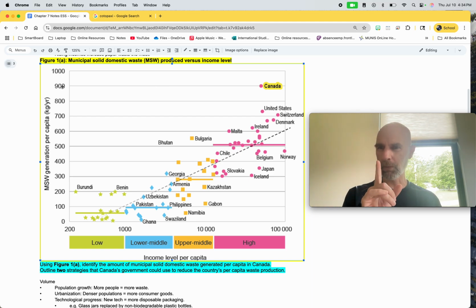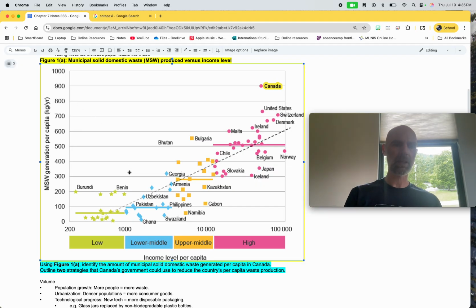Hey, little pinpoint thing on this. On the IB exam, always put the measurement. Never put the number without it. They will never take away marks if you have the measurement with it, but in this situation, if that were a test question and you just put 900, they'd be like, oh, I'm sorry, you didn't put kilograms per year. No mark for you. So always put the measurement there, kilograms per year.